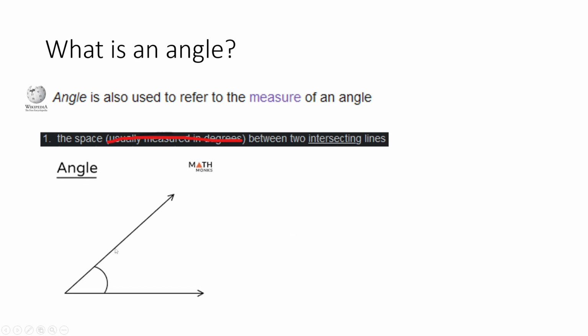Here's an image to help understand what this definition is really talking about. You can see how this little arc thing is actually the angle, and notice how it matches our definition of what an angle is, as in the space between these two lines.